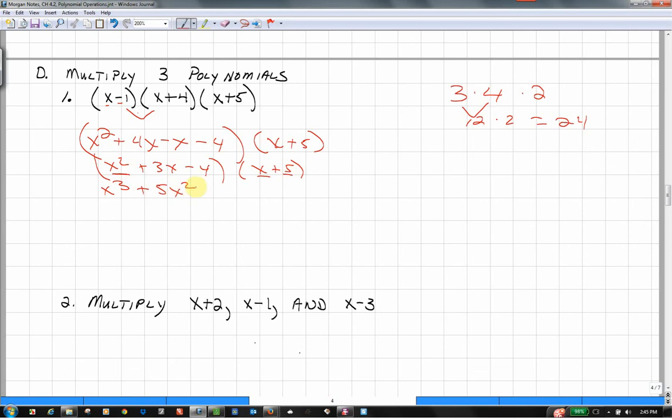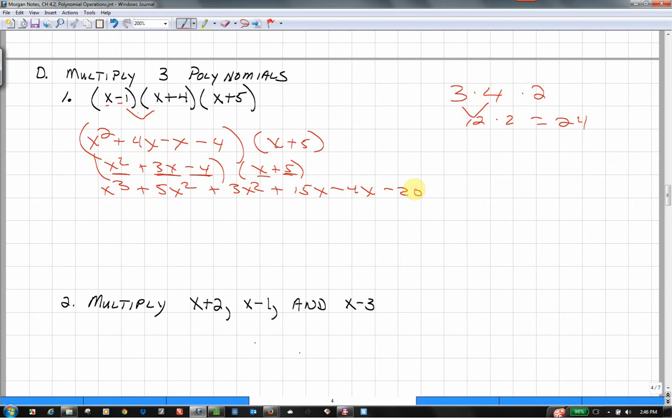Let's move to the 3x. 3x times x. 3x times 5. Okay, now let's move to the negative 4. So I have a minus 4 times x. A minus 4 times 5 is minus 20.